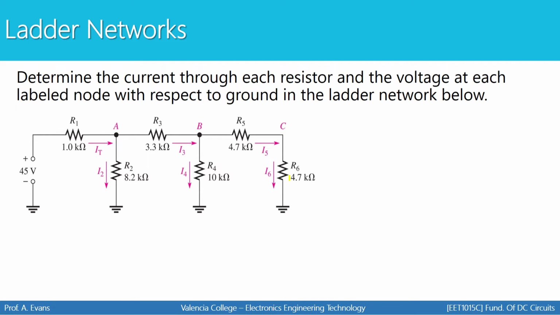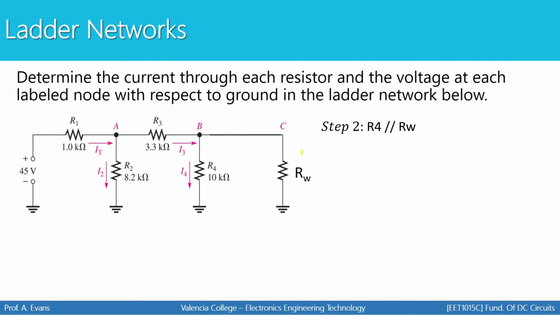With a ladder network, we generally start from the right, work our way to the left by collapsing things one at a time. And that's what we're going to do to attack this ladder network circuit. First step is to combine R5 and R6. They're in series, so I can add them together. I'm going to give this a new name. I'm going to call it RW. So these two resistors have now been replaced with RW.